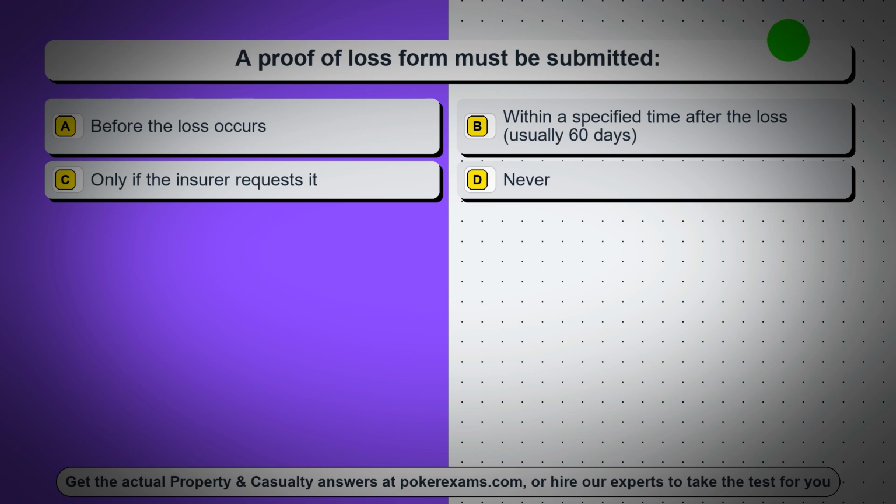Question 25. A proof of loss form must be submitted. Option A, before the loss occurs. Option B, within a specified time after the loss, usually 60 days. Option C, only if the insurer requests it.